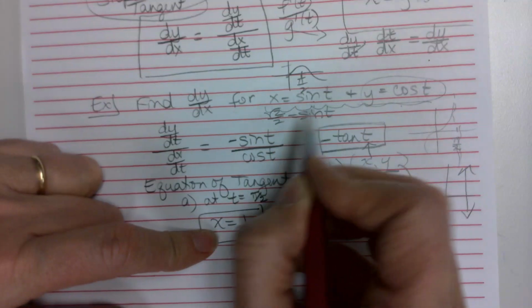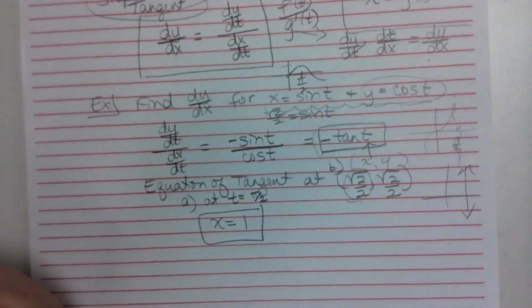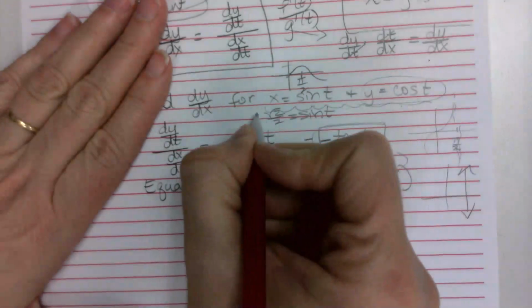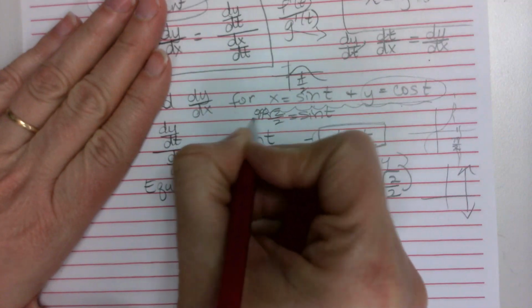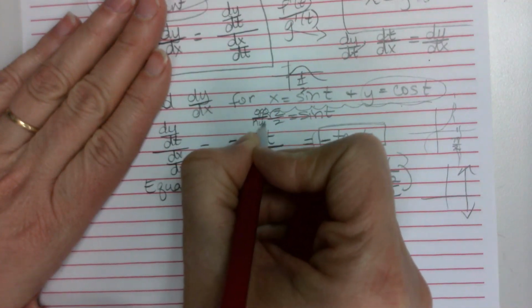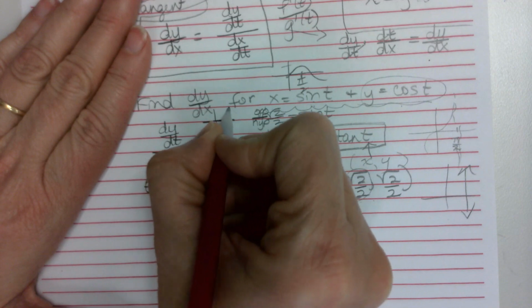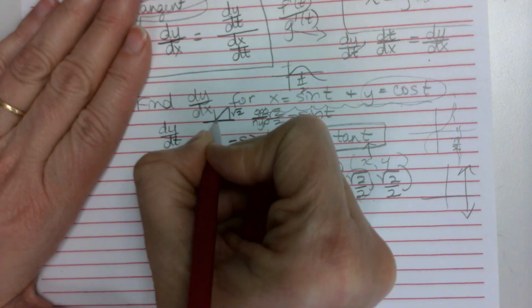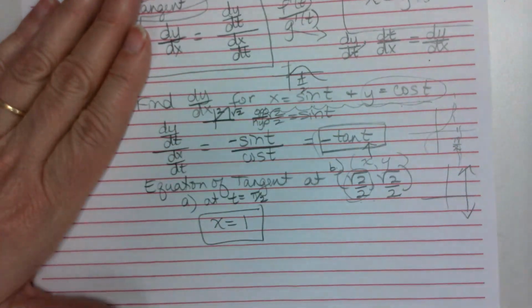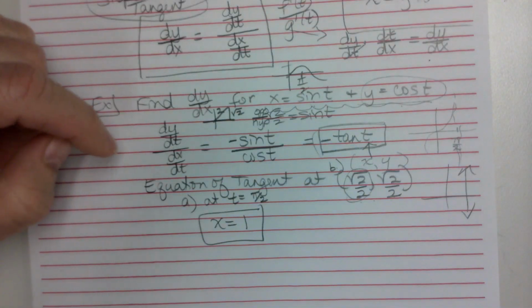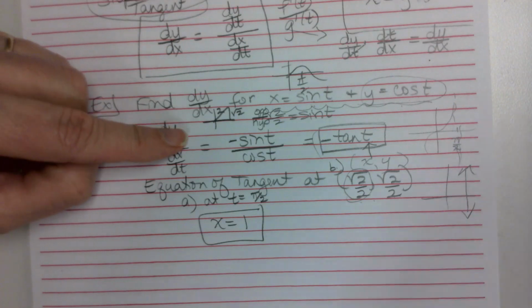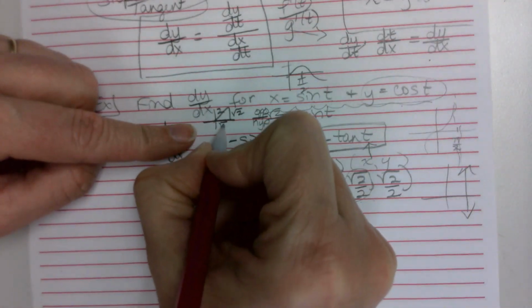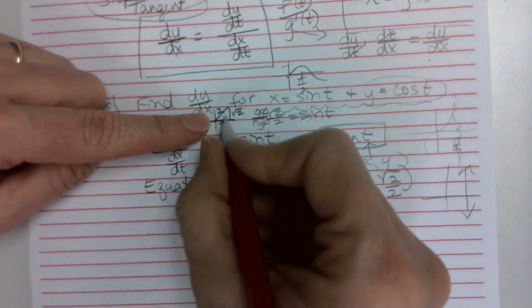Anybody know what t gives me a sine of root 2 over 2? Sine stands for opposite over hypotenuse. Opposite is root 2. Hypotenuse is 2. Is that ringing a bell? How many degrees? 45 degrees, which is pi over 4.